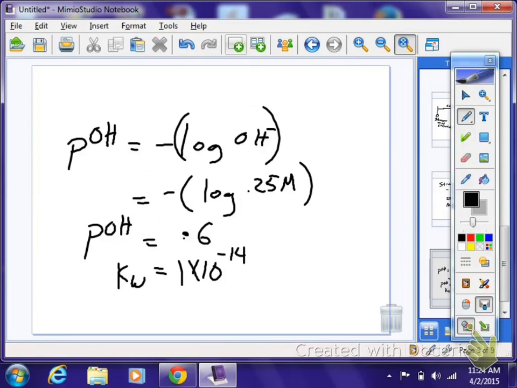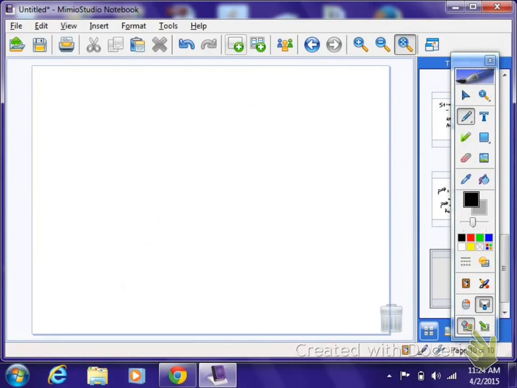So if you look down below, there's this equation. It says 14 equals the pH plus the POH. And it comes off of that idea of KW. So if we log KW, and these are negative logs as well, that's what we're going to do.